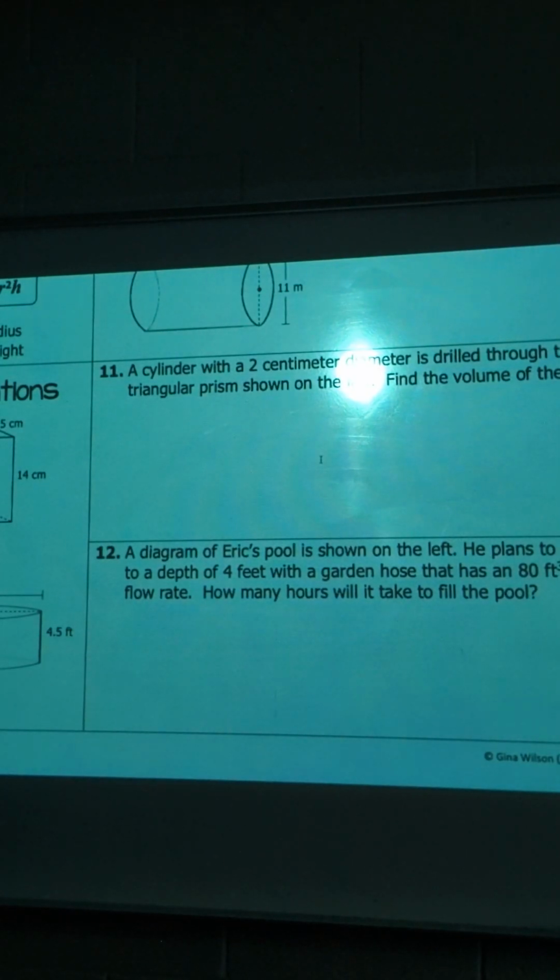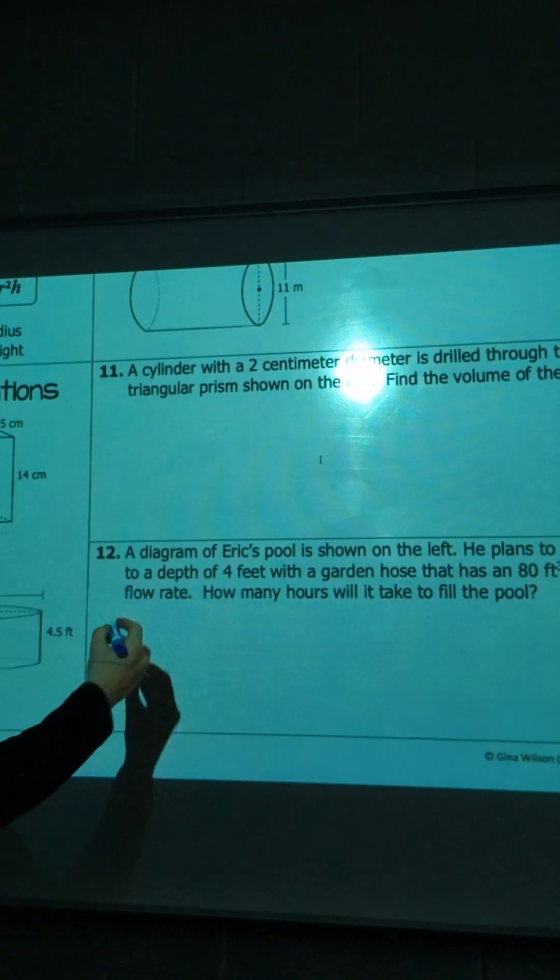Okay, so it says Eric's got a pool shown on the left. He plans to fill his pool to a depth of 4 feet with a garden hose that has an 80 cubic feet per hour flow rate. How many hours will it take to fill the pool? Well, the first thing I want to point out is that this diagram shows 4.5 feet tall for the pool, but he's only going to fill it to 4. So the first thing I need to do is figure out what volume that is going to be for water.